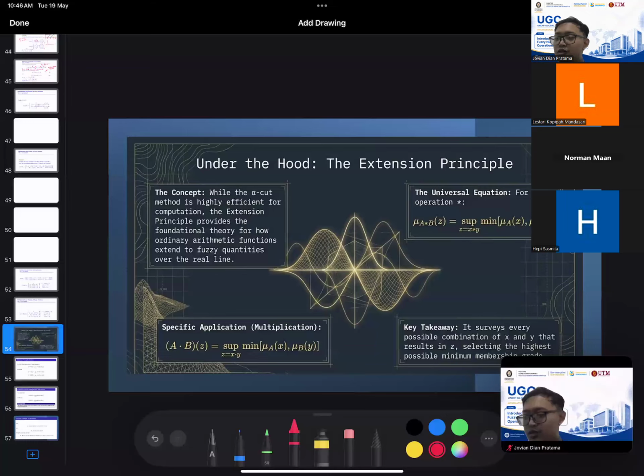All right. So now look at this one. Just now we used the alpha cut method. Now we need to consider the extension principle method. So again here, when we talk about the extension principle method, we need to focus on the fuzzy numbers which are in the form of discrete.